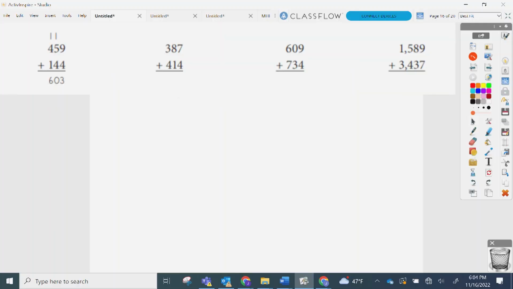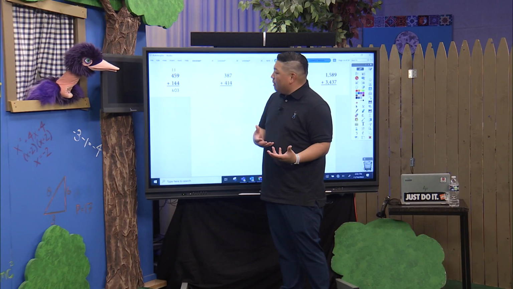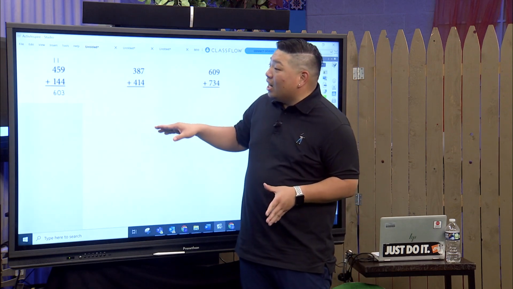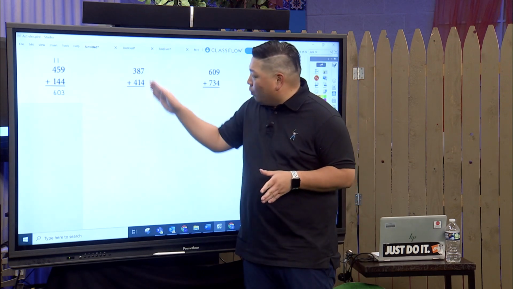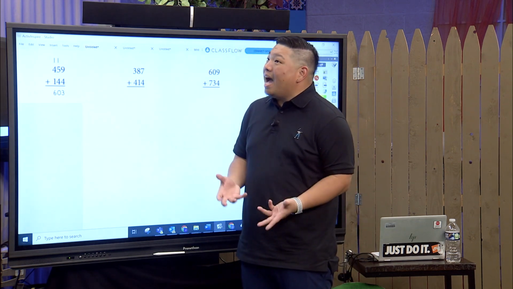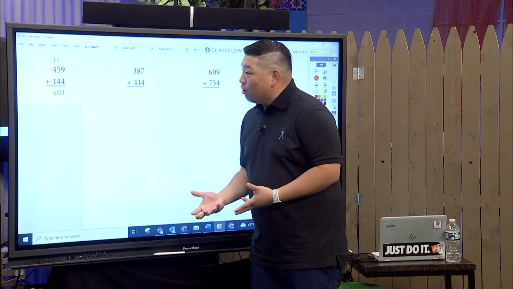Love it. Okay, so the first one's done for us, and you see these ones at the top? That's the number being regrouped. So what we want to be able to do is make sense of that regrouping, right? So, for example, in the first one, we know our numbers are lined up by place value. Our ones, our tens, our hundreds. So what we want to make sure we understand is what happens to that number when it gets regrouped.